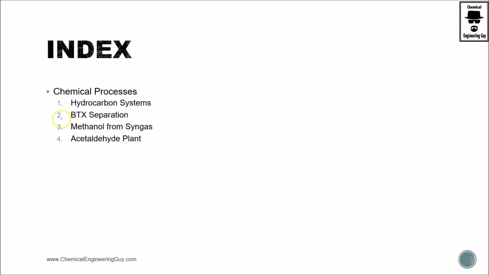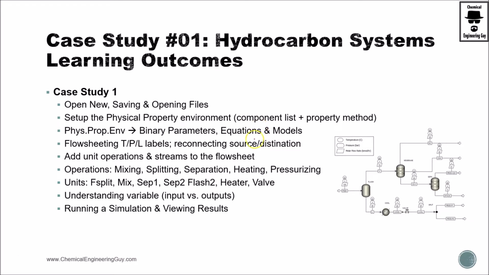Okay, so let me explain a little bit more so you get the idea of what we're going to be covering. This is what we're going to be doing in case study number 1. The main outcome is to get this simulation. We're going to be learning how to open a new file, how to save, set up the physical property environment, binary parameters, flow sheeting, adding unit operations, streams, etc. All this is going to be seen before each case study.